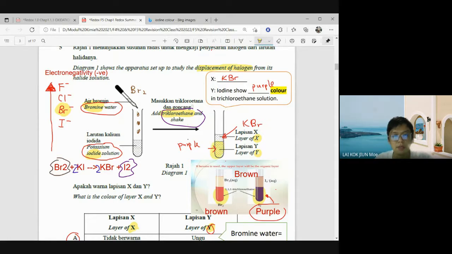The 111 trichloroethane is the organic solvent. It is heavier, so it will sink to the bottom. So your iodine will be tested by this 111 trichloroethane.